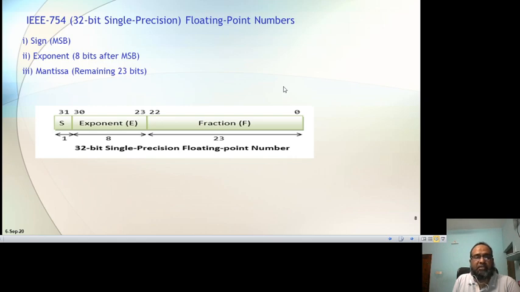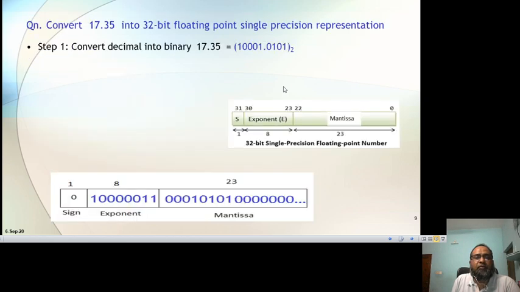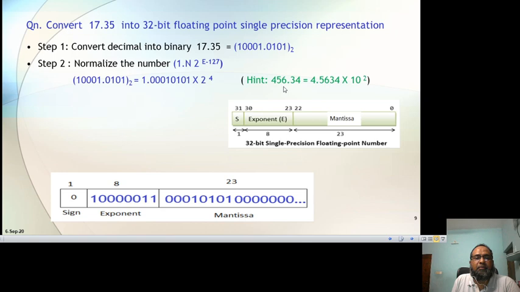Sorry, 8 bits are reserved for the exponent, and the remaining 23 bits are reserved for the mantissa, or the fraction. This is the general format for IEEE 754: total 32 bits, 1 bit for sign, 8 bits for exponent and 23 bits for fraction. So we will see 1 or 2 examples.